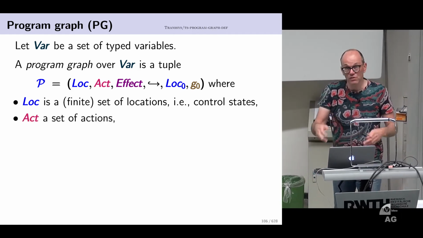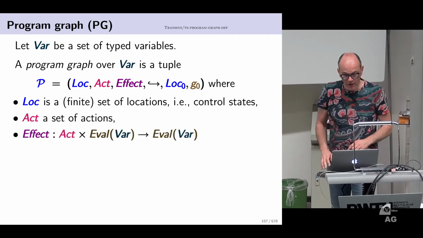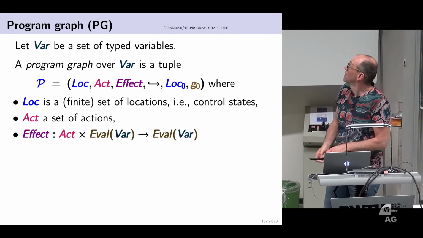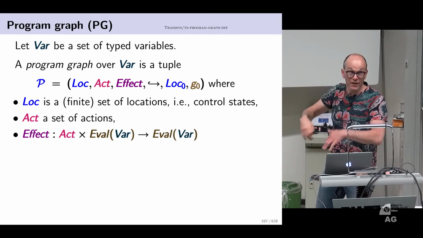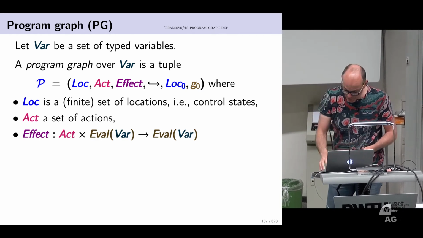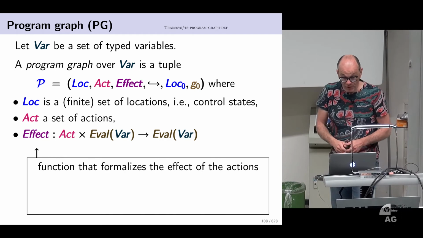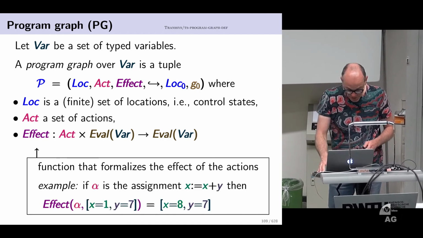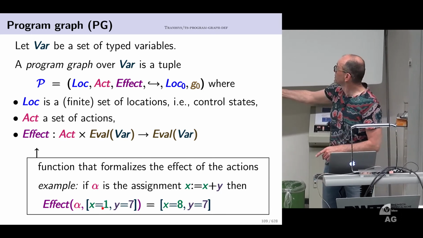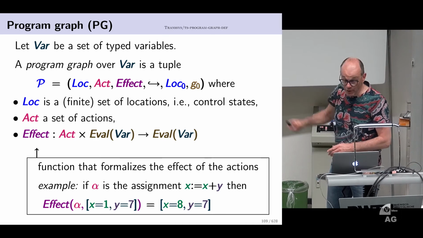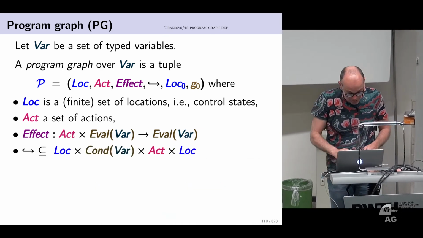Then there is a set of actions, assignments. Then there is this effect function. Given the current values and a certain assignment, it tells you the next values of your program. So this is a function that formalizes the effect of the actions. We have seen an example already. This is another example that tells you that x becomes x plus y. In this state, you add 1 plus 7, which gives you 8. And y, of course, is not changed.